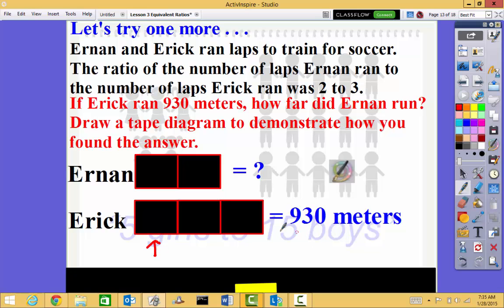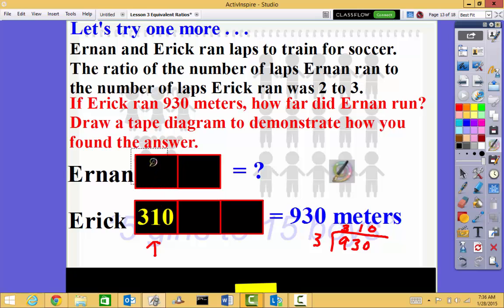I don't know. What I do know is I do have 3 squares, and when I am making equal groups, I'm dividing. So this would be 930 divided by 3, and that'll tell me how big each square is since they're all equal groups. 3, 1, and 0. So my answer is 310 for this square.